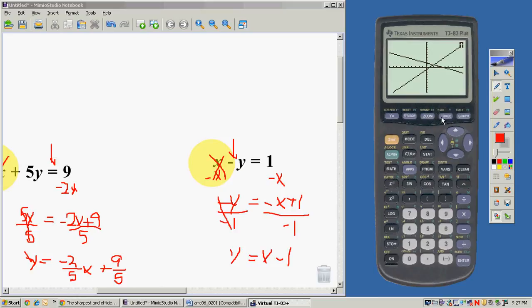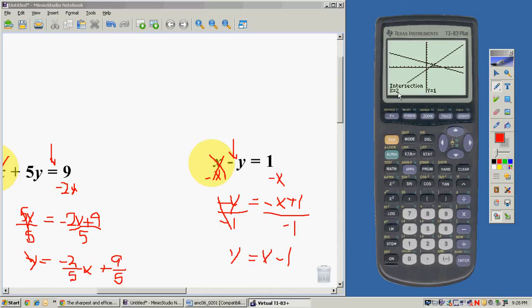So we click second, trace, because we want to calculate something. We want to calculate an intersection. So click number 5. When it says the first curve, it's just telling you to choose a point on the first curve. It's already blinking on the first curve, so let's click enter. Then it'll say second curve. So let's click enter again, because we're already on the second curve. I know it doesn't look like a curve, but it is a line, which is a type of curve. It's a straight curve, if you will. Click enter, and now the calculator is going to take a guess. But we know the calculators don't really guess. They take a very accurate guess.